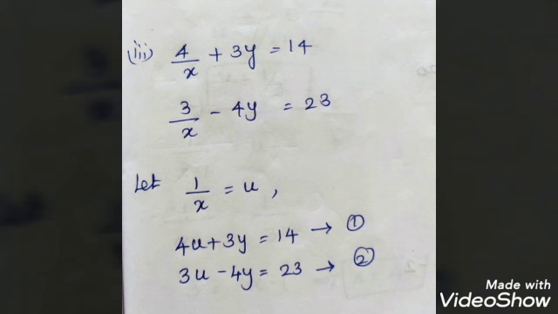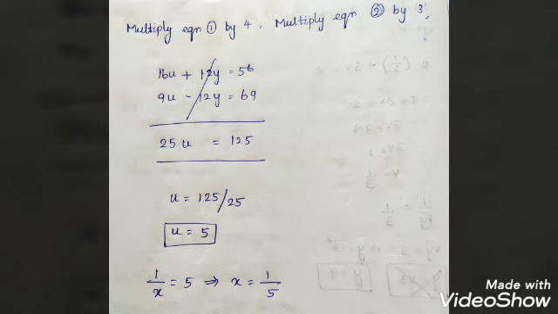Is it clear? Here we are having only one fraction, that is 4 by x. So we are taking 1 by x as u. Y remains as it is. So multiply the equation number 1 by 4 and equation number 2 by 3. So what we will get? 16u plus 12y equal to 56. 9u minus 12y equal to 69. 12y and 12y get cancelled. 25u is equal to 125. So u equal to 125 divided by 25 will give you 5.